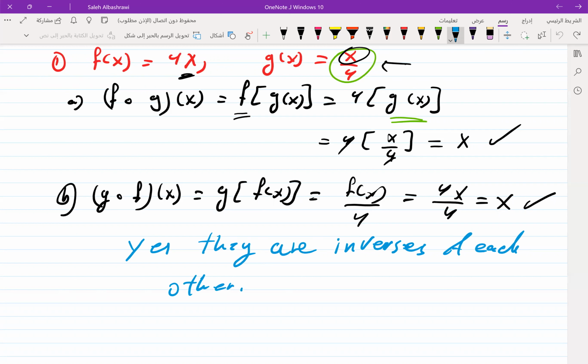So this is the idea of the composition of inverse function property to check whether the given two functions are inverses or not. Find f composite g. If we got x, then we move to the second condition, which is g composite f. And if we got x again, then these are inverses of each other. Let's have another example. Number 2.